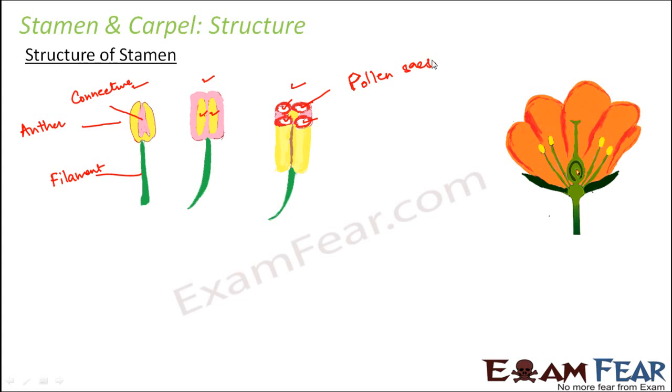So what do we see? We see that one anther has 4 pollen sacs, and each pollen sac is filled with pollen grains, and these pollen grains are the male gametes. So inside this you have the pollen grains, and pollen grains are the male gametes. Clear? So this is all about the structure of the stamen.